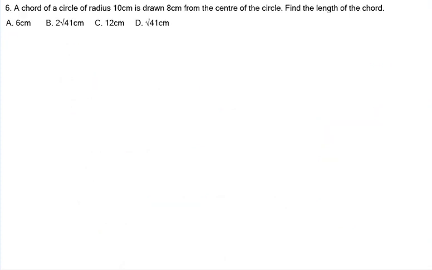For example 6, we have: a chord of a circle of radius 10 centimeters is drawn 8 centimeters from the center of the circle. Find the length of the chord. Let's say you have a circle. The circle is pretty rough, but a chord is any line that separates the circle into two. And let's say this is the center, and then our chord is around here.